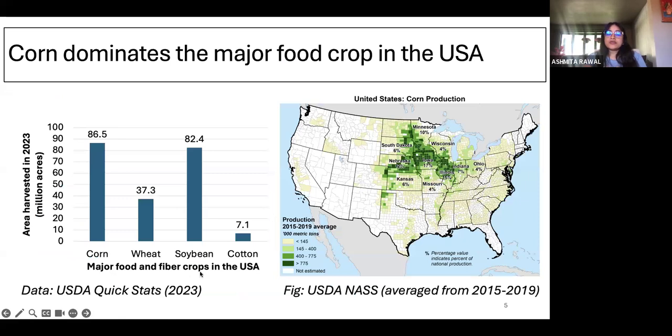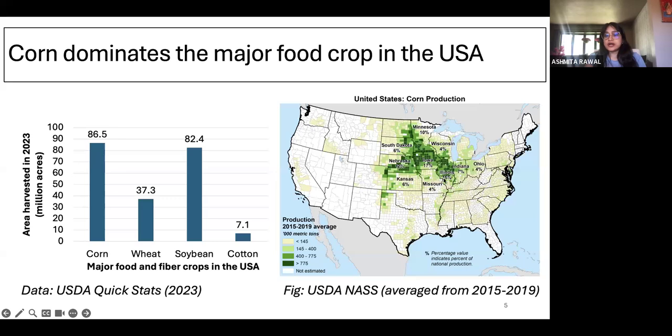Among major food and fiber crops in the US, corn dominates as the major food crop. These are numbers I got from USDA for the year 2023, and they represent area harvested in 2023 in million acres. On your right, you're looking at a map that shows corn production in the US, where the darker green represents major corn producing regions, and the lighter color represents intermediate to minor corn producing regions.